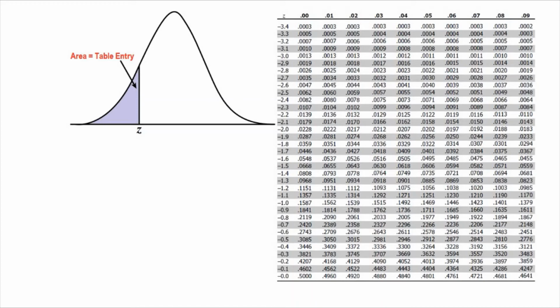Now, look up negative 2.31 on the table. For that, look at the row of negative 2.3, this one, and the column of 0.01. So which is this one here. This number here is the row of negative 2.3 and the column of 0.01. So that gives us 0.0104.